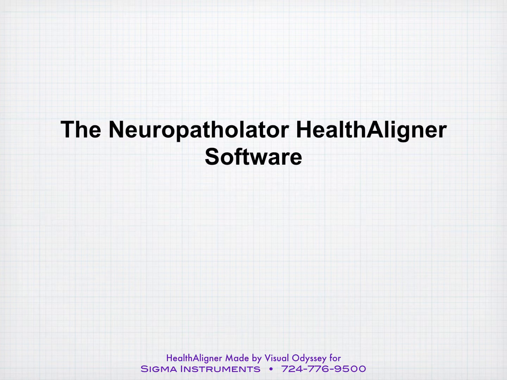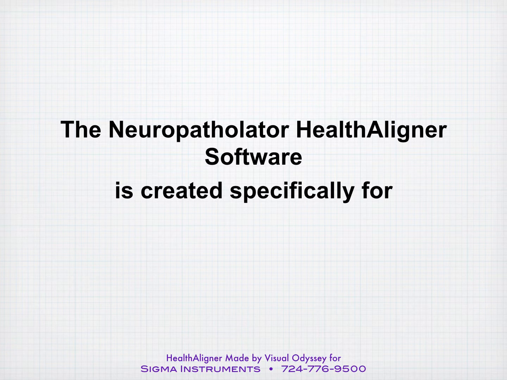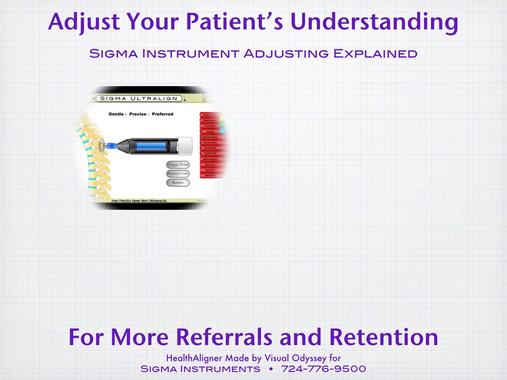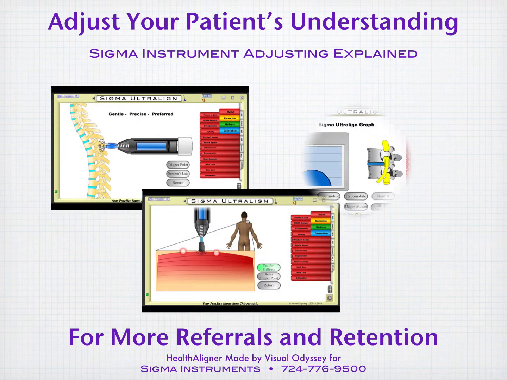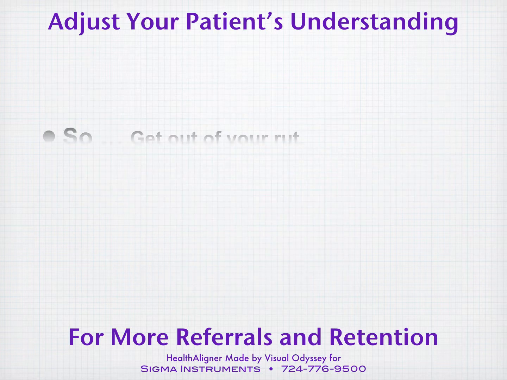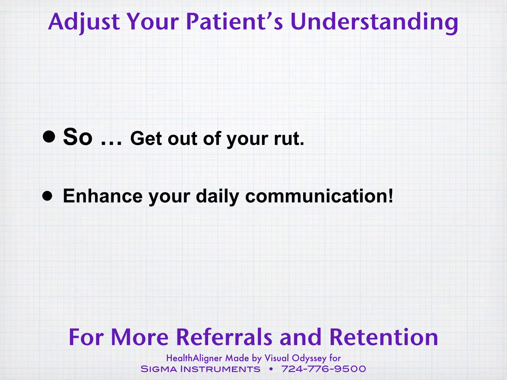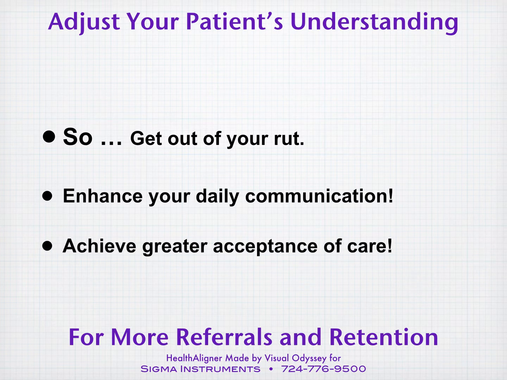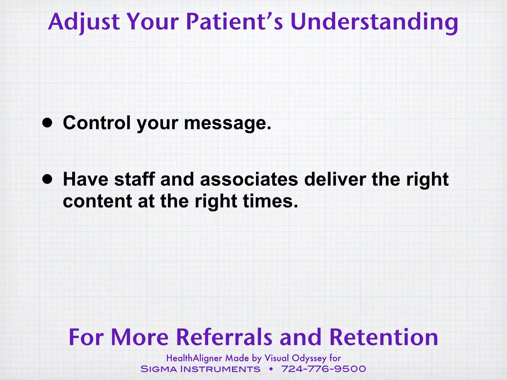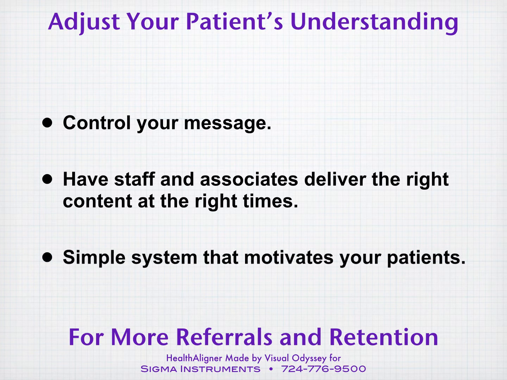The Neuropatholator HealthAligner software is created specifically for you and your adjusting instrument. As a matter of fact, it makes it easier to explain how the adjusting instrument is so unique. So get out of your rut, enhance your daily communication, and achieve greater acceptance of care. Control your message. Have staff and associates deliver the right content at the right times, and use our simple system to motivate your patients.